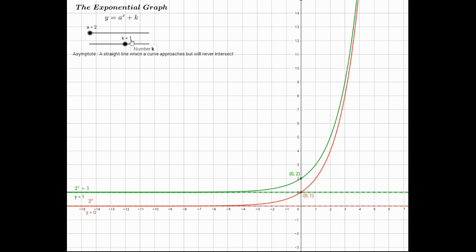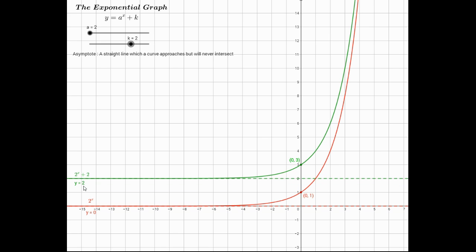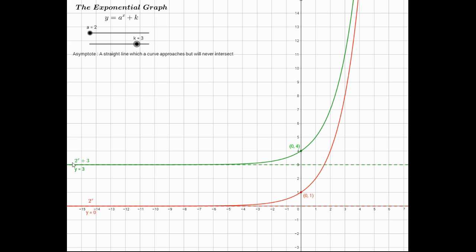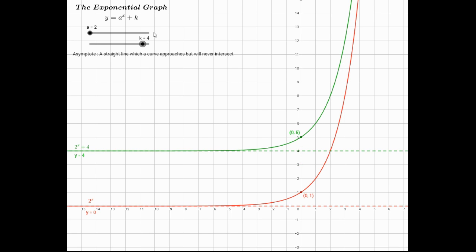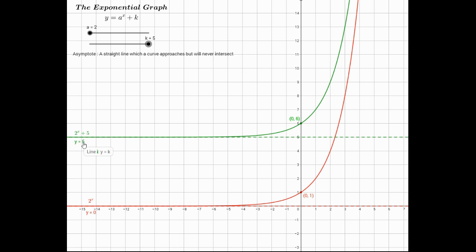Let's move it again. The constant is now 2. The asymptote is now 2. And the y-intercept is now 3. If you see that pattern there, constant is 3, asymptote is 3, the y-intercept is 4. One last time. When it's 4, asymptote is 4, y-intercept is 1 greater, it's 5. When the constant is 5, asymptote is 5, y-intercept is 6.